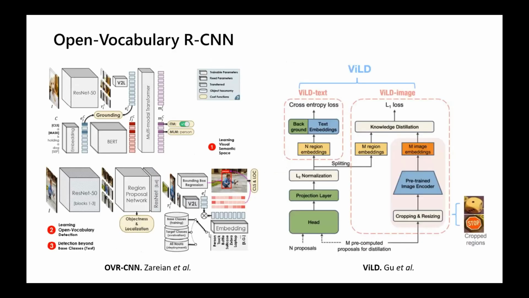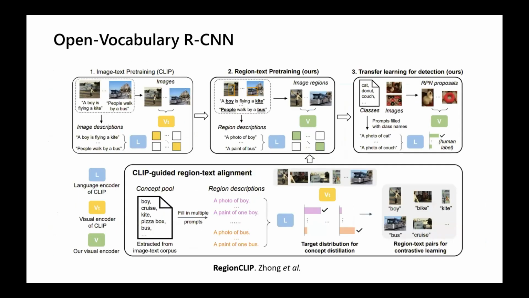So based on this motivation, there are a lot of works like Open Vocabulary R-CNN, ViLD, and recently RegionCLIP. One of these models first extracts the regions from the image and then maps these regions to different concepts. Maybe the concept is never exactly the same during training time, but it can still recognize it.